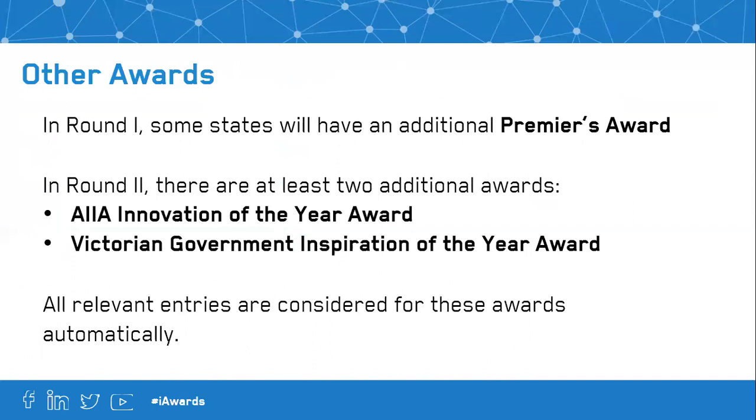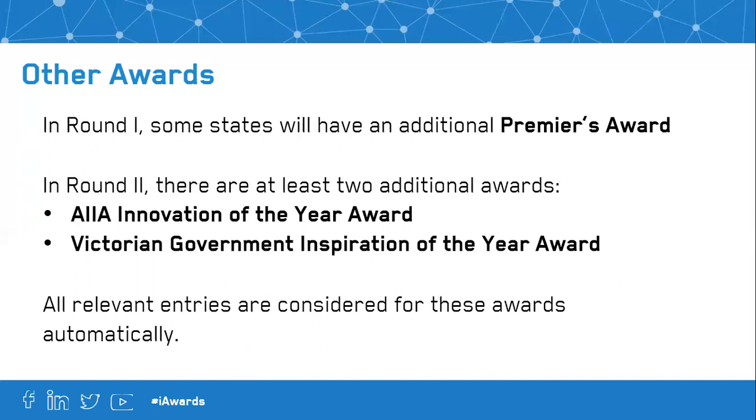Some other awards that you can be in the running for as well. During round one, which is our state competition, we occasionally have Premier's Awards, and last year we had, in 3 different states, we had these awards. And generally what we do is we take the public sector and government categories, and we take the community categories, and those entries will then automatically be put into those Premier Awards categories. It really depends on how we go with getting these awards sort of as part of the competition.